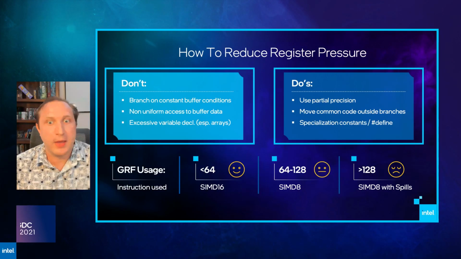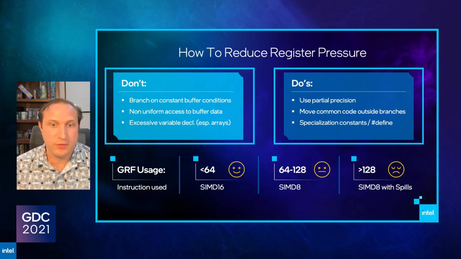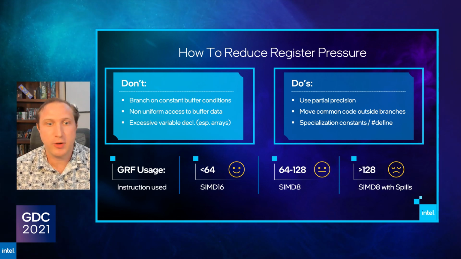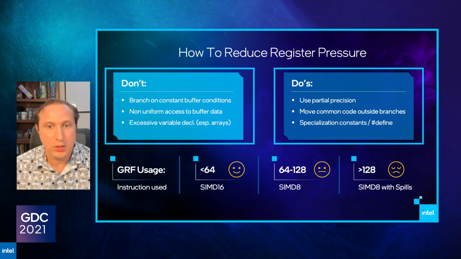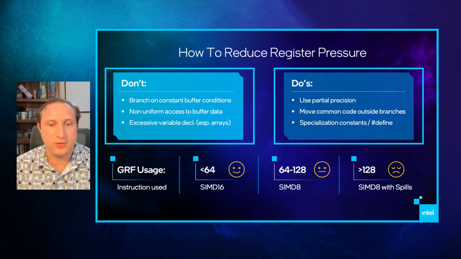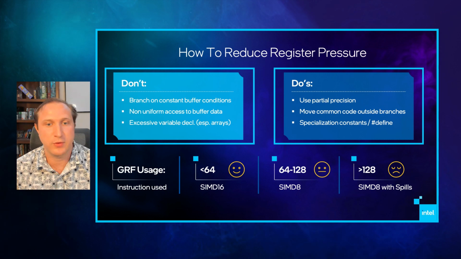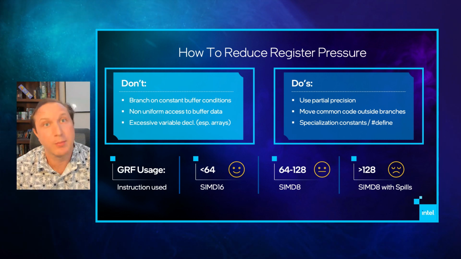Below is a good rule of thumb for understanding how register usage affects SIMD width. Each thread has up to 128 registers. Using more registers can lead to lower SIMD width. Even worse, excessive use can result in spills and fills from L3 cache or main memory, making latency hiding harder to accomplish.